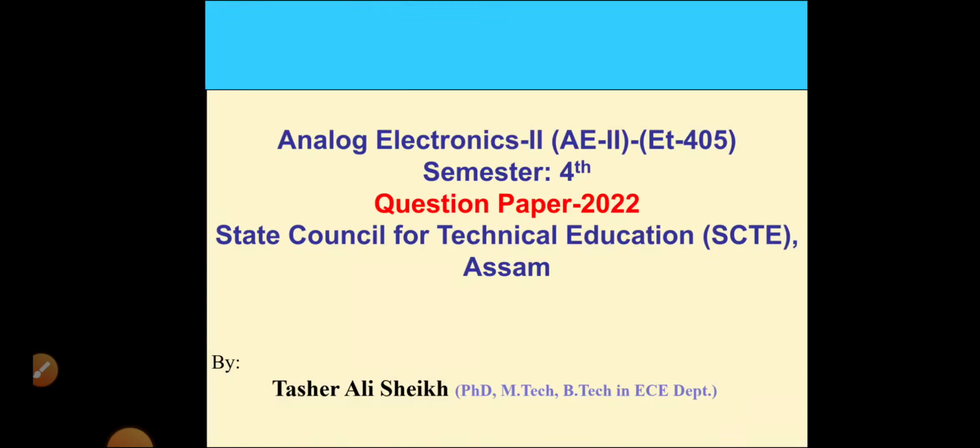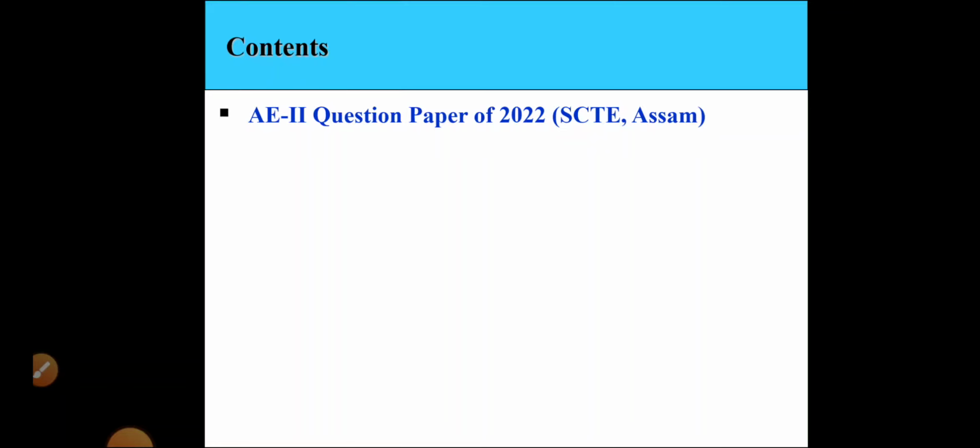Please go through this. Today we are going to discuss the Analog Electronics 2 subject, code 405, semester 4. This question paper came in the year 2022 Assam Polytechnic semester examinations. Myself Darsha Ali Sheikh. The content of today's video is the Analog Electronics 2 question paper of 2022.